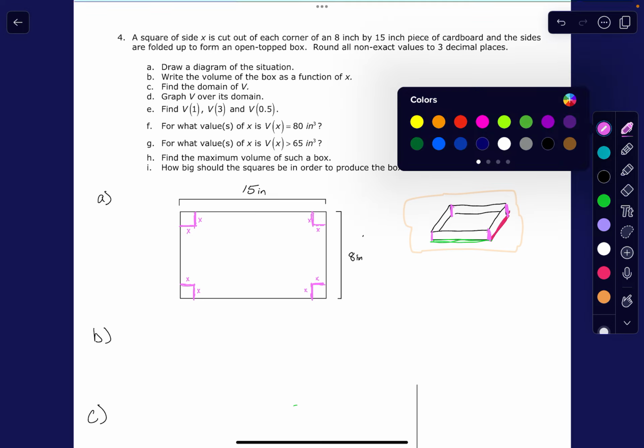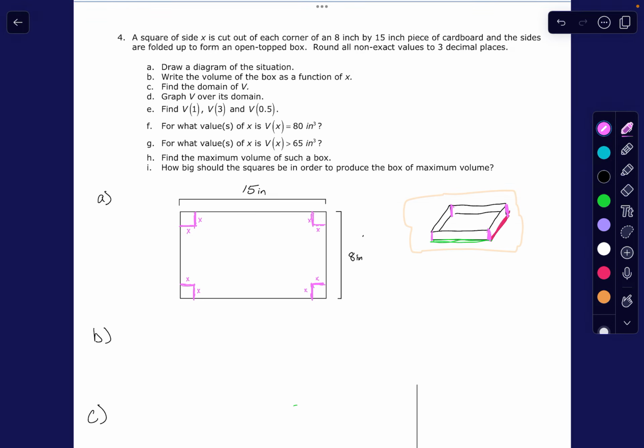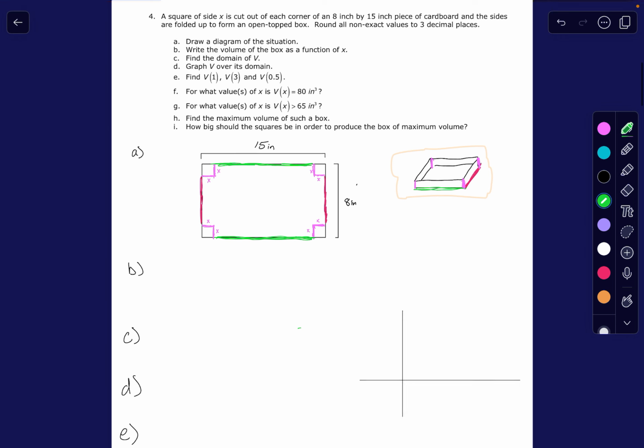I want you to pay special attention to my colors here. These cutout pieces then become the sides that are glued together in pink. This side in green, that is going to be your length, will turn out to be the length of that 3-dimensional object. And same thing with this red side right here. Notice how it does not include the cutouts. Now that we understand this problem and what it looks like folded up, we're going to write a volume function in terms of the cutout x.